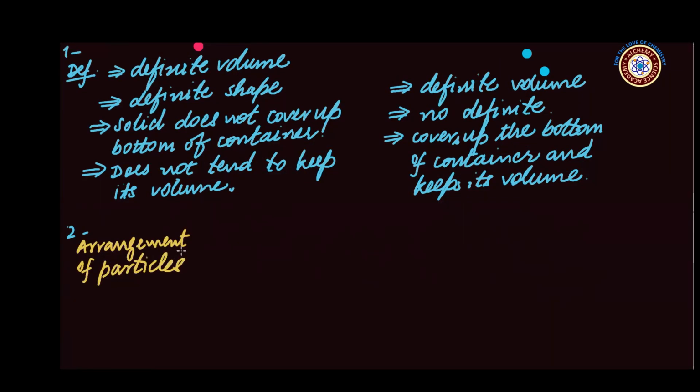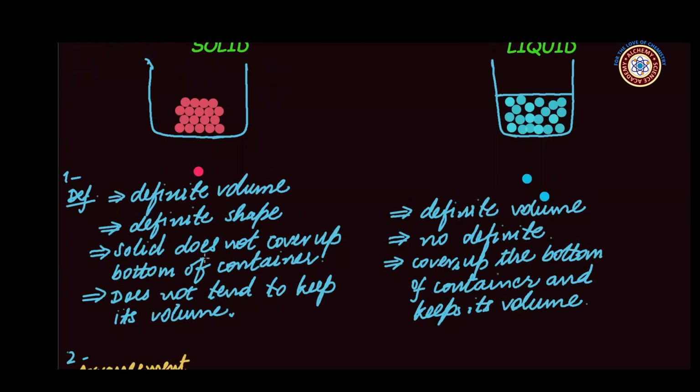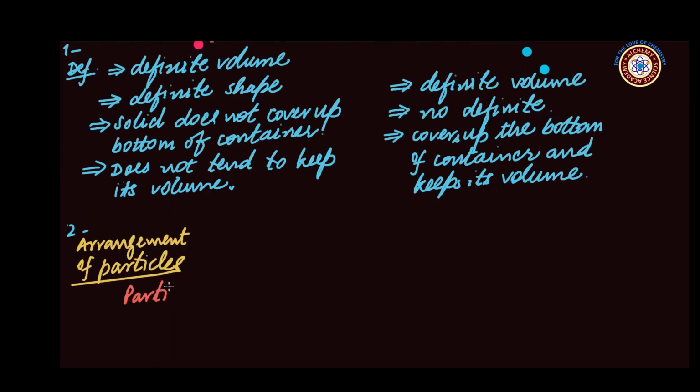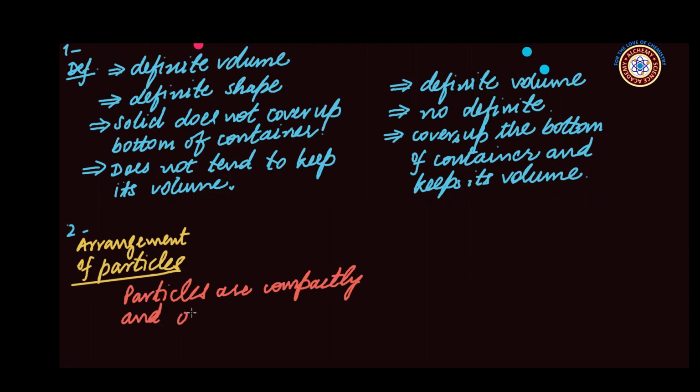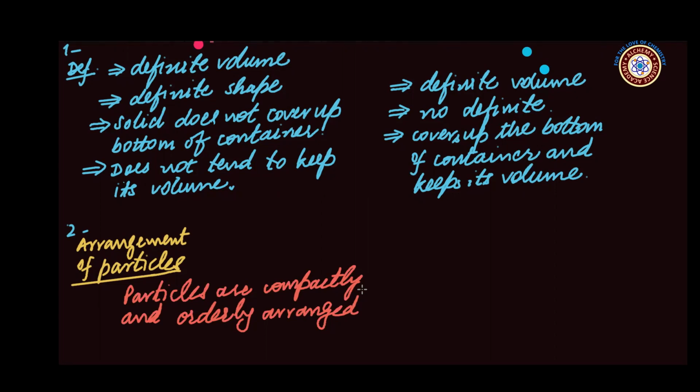Arrangement of particles. In solids, the particles are compactly packed, as is obvious from this figure, leaving behind minimum interparticle spaces. In solids, the particles are compactly and orderly arranged, whereas in case of liquids, particles are less tightly arranged.